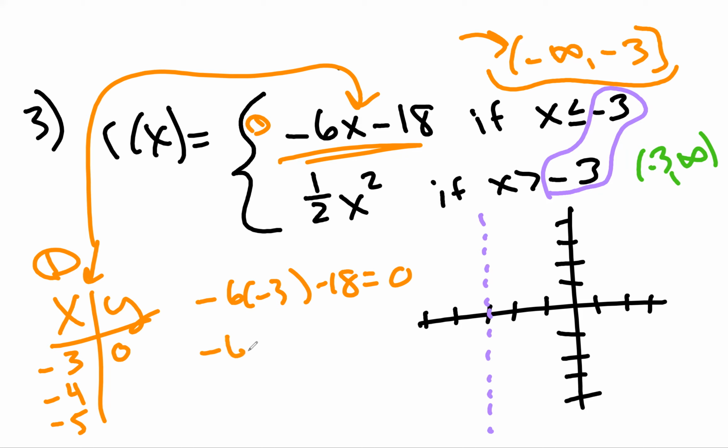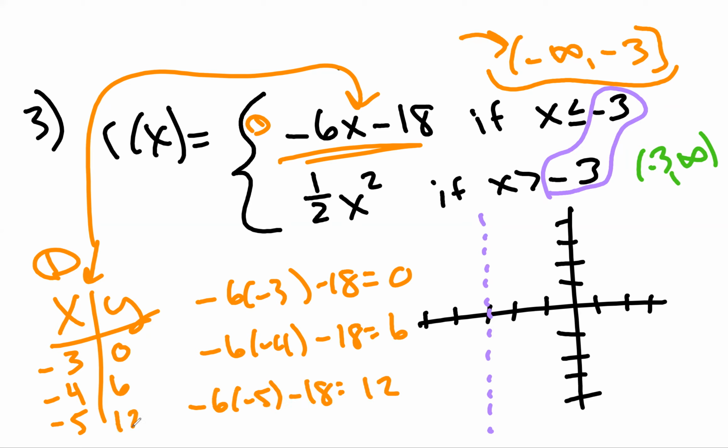Then I'm going to do the same exact thing, but now I'm going to use the -4 that I've picked. So -6 times -4 minus 18, and when I type that into my calculator, I get a 6. Then I'm going to do it one more time, but I'm going to stick the -5 in there, and when I do that, I'm going to get the number 12. So now on the left-hand side of this purple line, I have these 3 points that I'm going to plot. So let me pause for 1 second, okay?